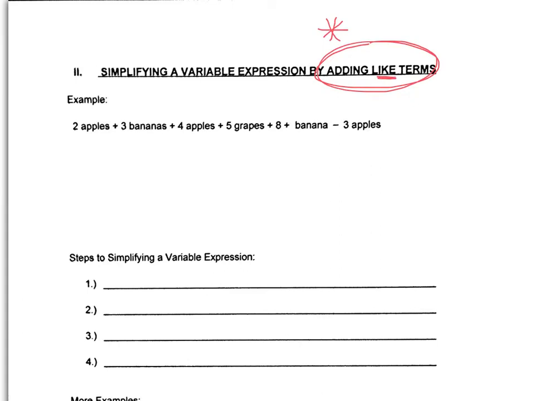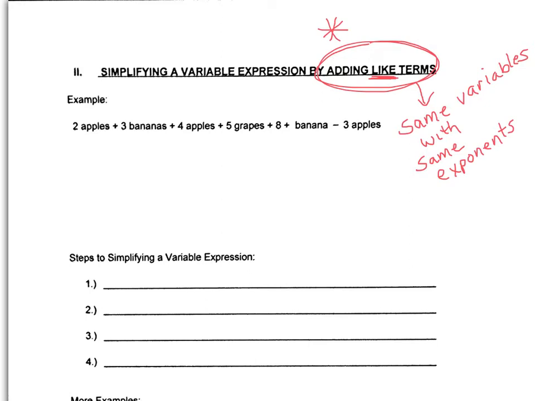Like terms have the same variables, with the same exponents. Same variables, same exponents. That's what makes them alike. Now the coefficients might be different, but the variables and the exponents are going to be the same, and that makes them alike.